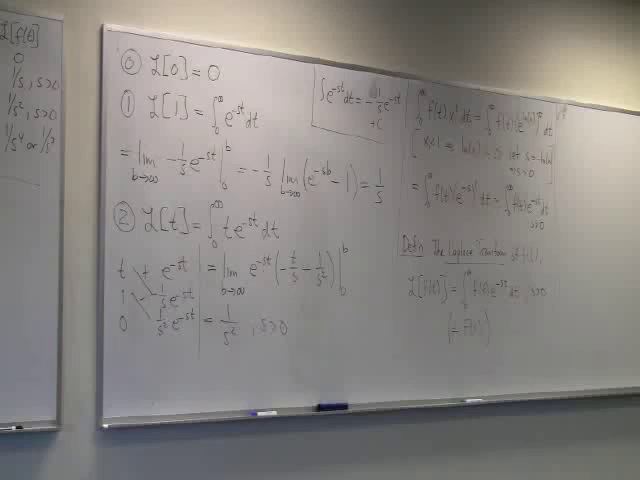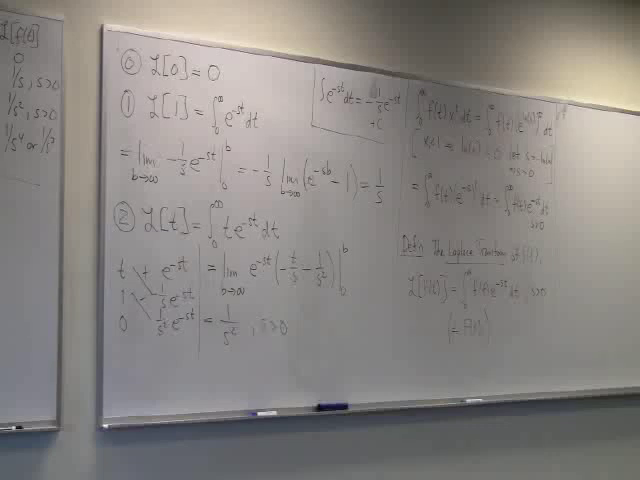Again, it's going to be the limit as b goes to infinity. Each one of these is going to have an e to the minus st. So pull that out. And we get t squared times minus 1 over s, so minus t squared over s. Then minus 2t over s squared. And then minus 2 over s cubed. And then we have to evaluate it at 0 and b.